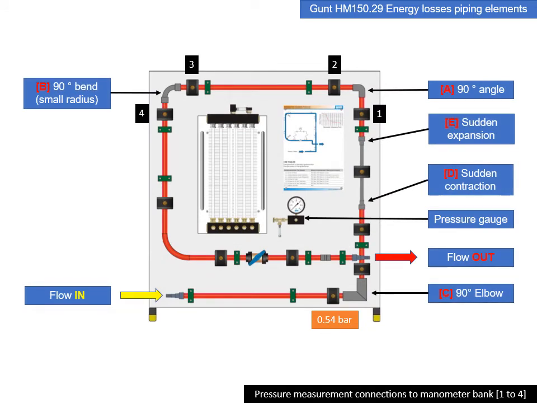So the black squares with the numbers here show the annulars that are connected to the manometer bank, and they are numbered. And number 1 and 2 are going to consider the differential pressure across the 90-degree angle at point A, and then 3 and 4 are going to consider the differential pressure across the 90-degree bend with a small radius at point B.